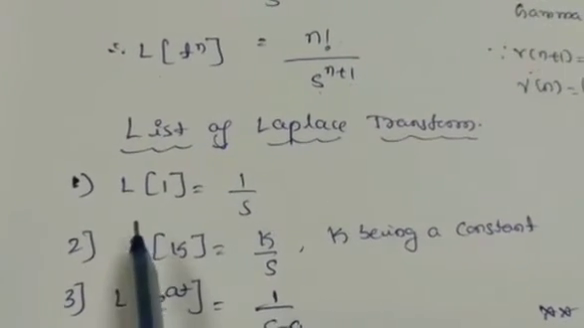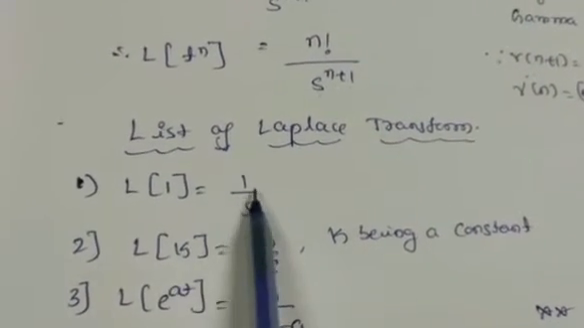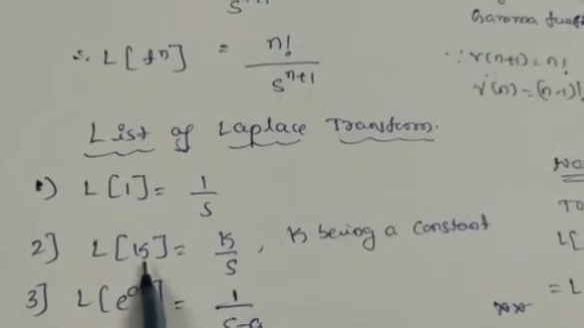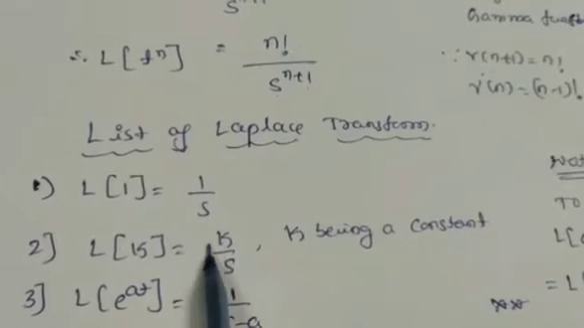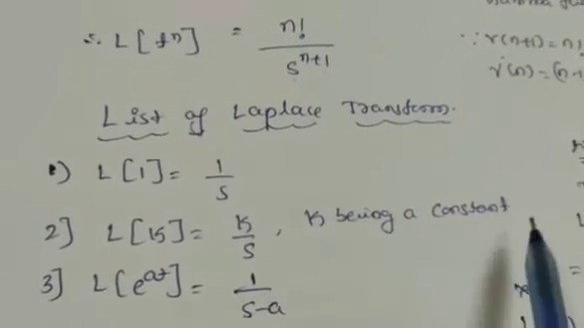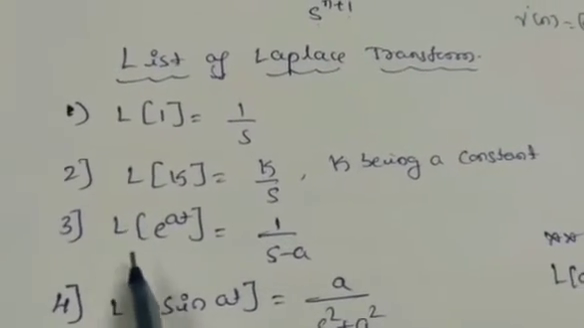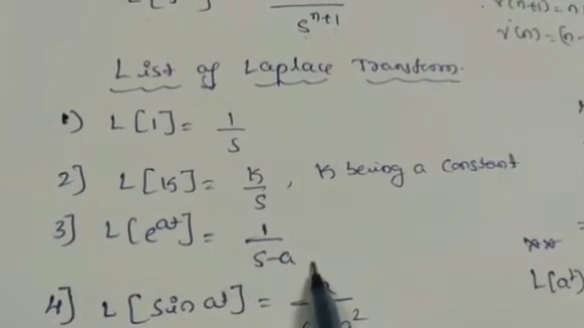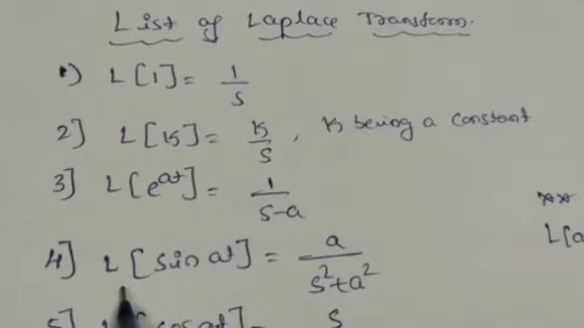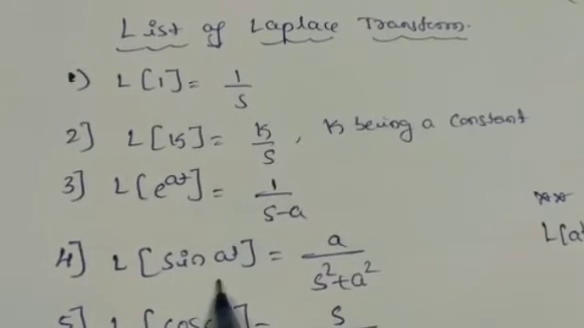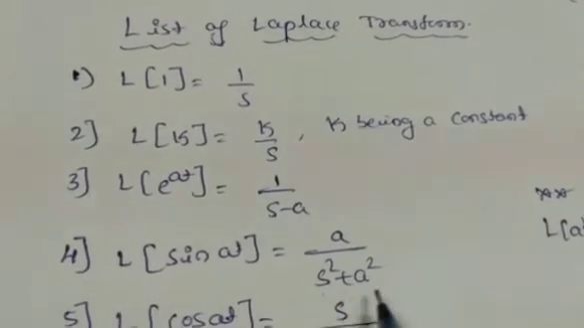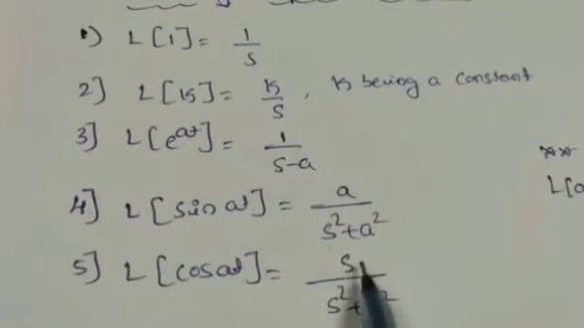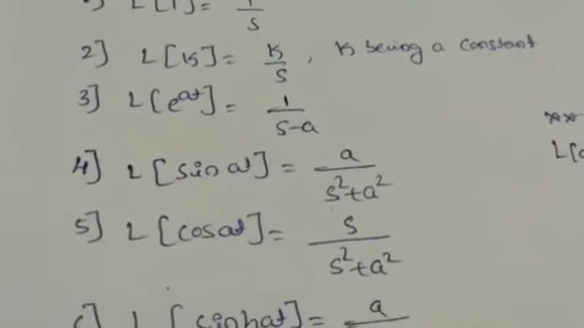Let us make the list of all these results here. First, we studied the Laplace transform of 1, which is equal to 1 by s. Similarly, the Laplace transform of any constant k is k divided by s, where k is a constant. The third one is the Laplace transform of e raised to at, which is equal to 1 by s minus a. The fourth is the Laplace transform of sin at, which is equal to a divided by s square plus a square. The Laplace transform of cos at is equal to s divided by s square plus a square.